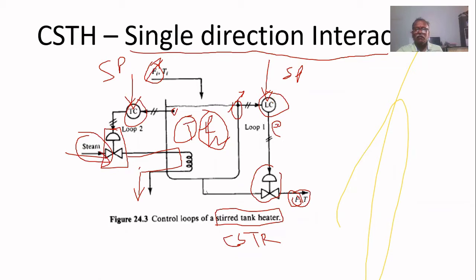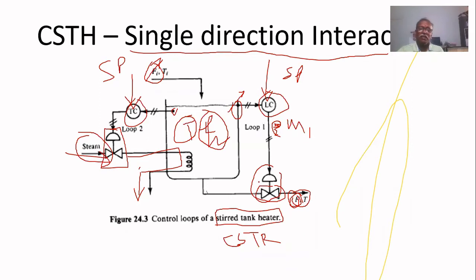And it generates a controller output M1. The controller output M1 will be generated by this controller. That's why this valve will be adjusted. It will increase the outflow rate, so that the level will be adjusted. If we increase the outflow rate, what is the meaning?